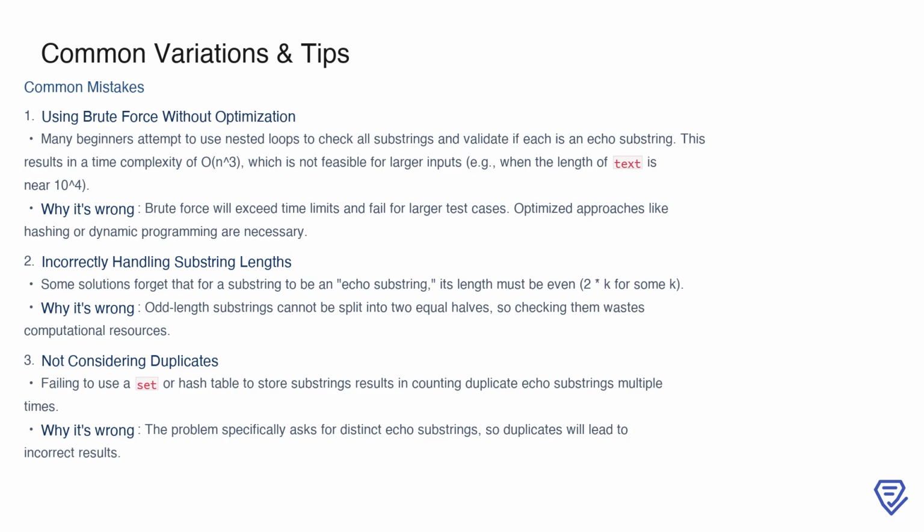Finally, neglecting to account for duplicates is another pitfall. Without using a set or hash table to store substrings, the same echo substring may be counted multiple times. This goes against the requirement to find only distinct echo substrings, leading to incorrect results.